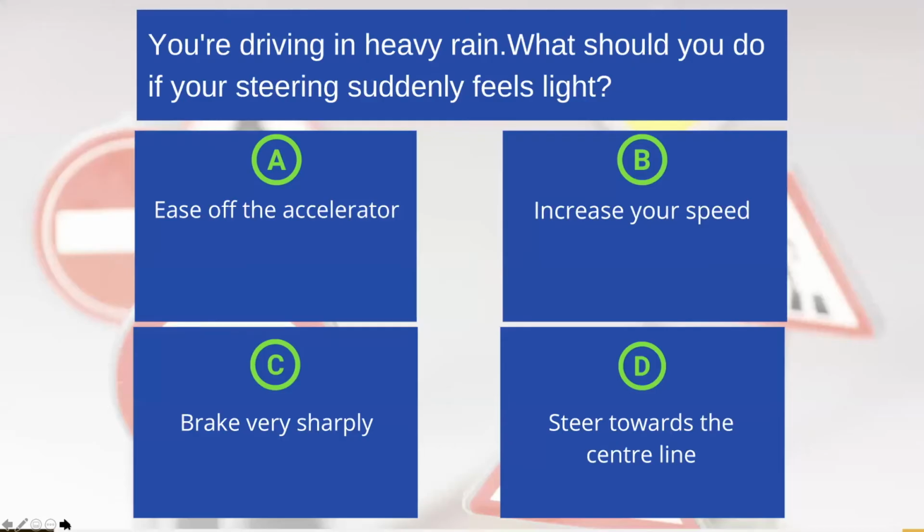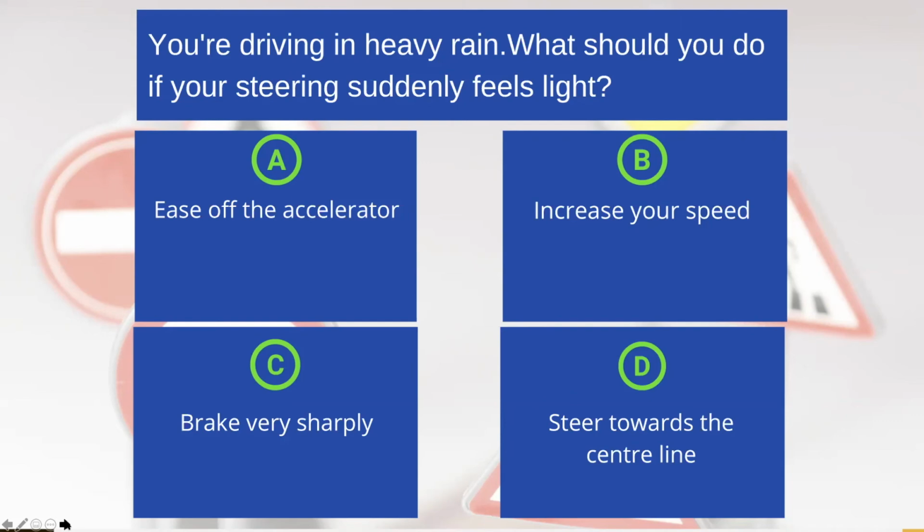You're driving in heavy rain. What should you do if your steering suddenly feels light? What do you think you should do? What would be the safe thing to do? When you're trying to answer questions, you're always thinking, what would be the safe option? Would it be A, ease off the accelerator, B, increase your speed, C, brake very sharply, D, steer towards the centre line?